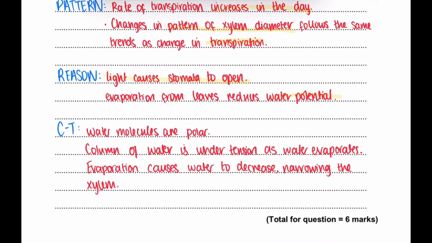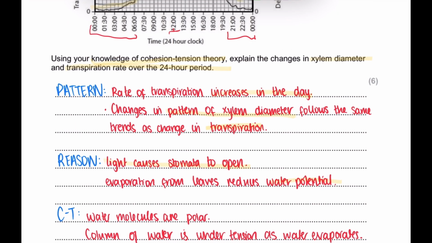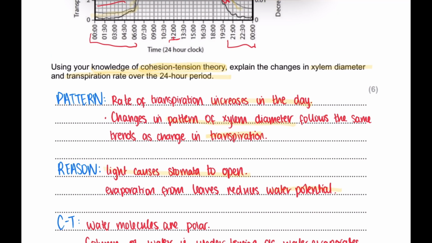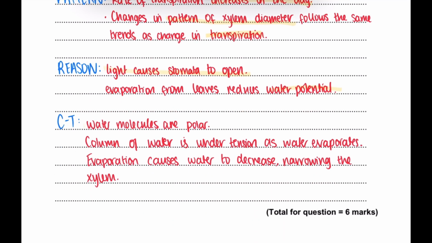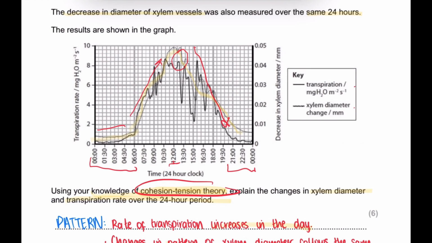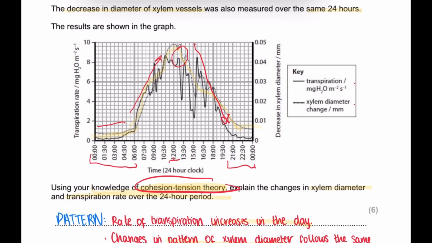Now, linking back to cohesion tension theory, because that is exactly what they want you to do. You would not get all 6 marks unless you do exactly what they tell you they want in the question. This could be because water molecules are polar, so cohesion is due to the hydrogen bonds between the water molecules, and columns of water are under tension as the water evaporates. So evaporation causes the pressure to decrease, and therefore narrows the xylem, and that's why it becomes smaller.